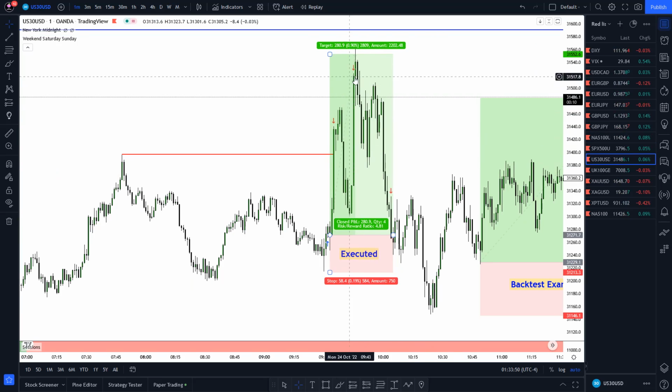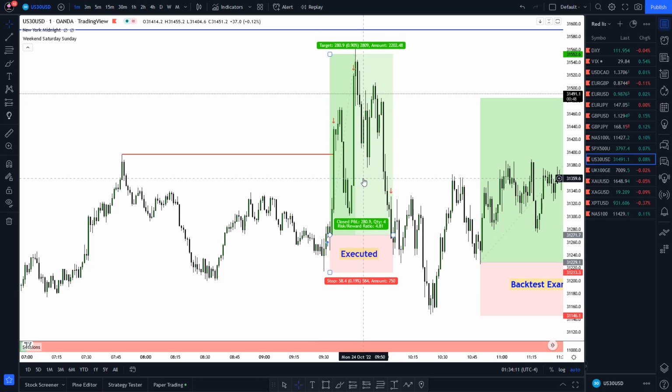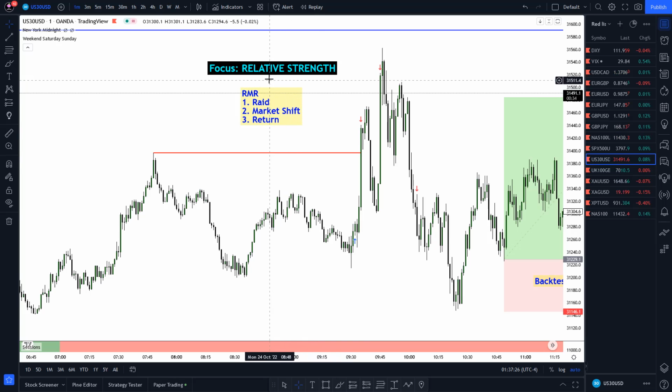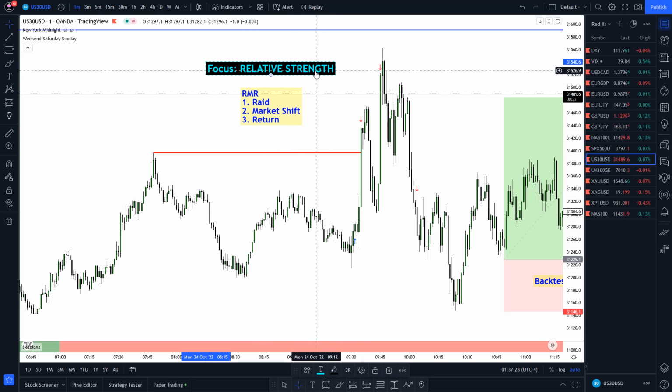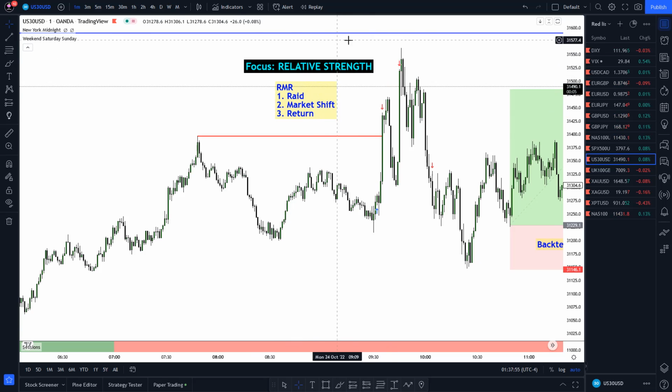So stick around guys and I'll tell you my entire thoughts and analysis prior to this trade and the exact strategy that we used in basically all of our trades. So the main trading technique that we'll be focusing on in this video is relative strength. And I'll be showing you guys the benefits of using relative strength and what happens if you don't use it.